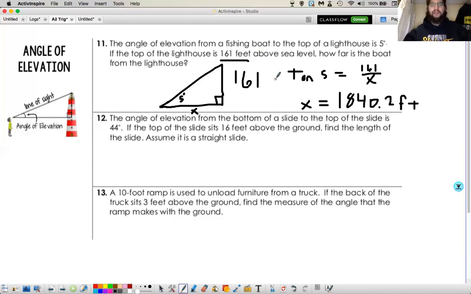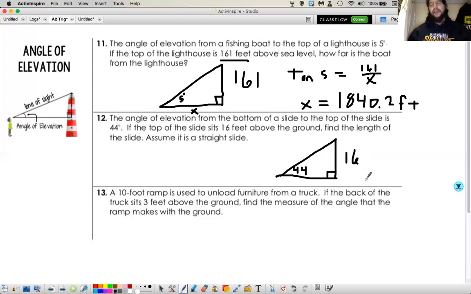On the next one, the angle of elevation for a slide, from the bottom of the slide to the top of the slide, is 44 degrees. All right, so we're going to figure out what that means. Let's sketch it. We've got an angle of elevation. Here's the top of the slide, here's the bottom of the slide. It's 16 feet above the ground. Let's find the length of the slide. So that's 44, and this is a right angle.